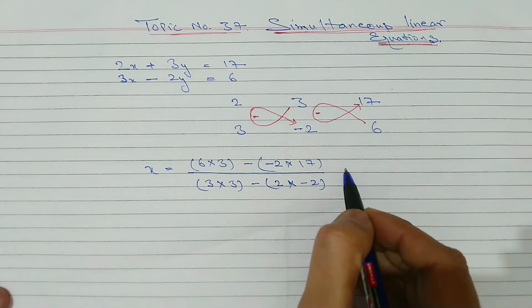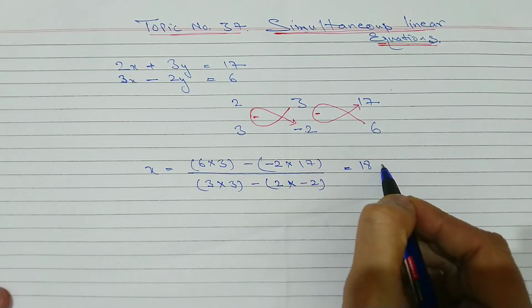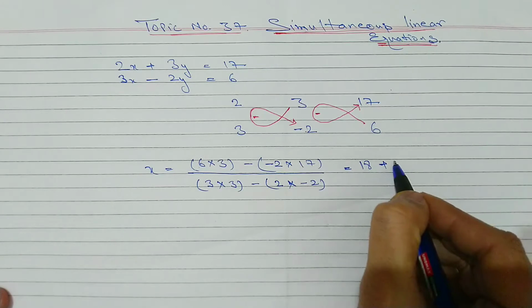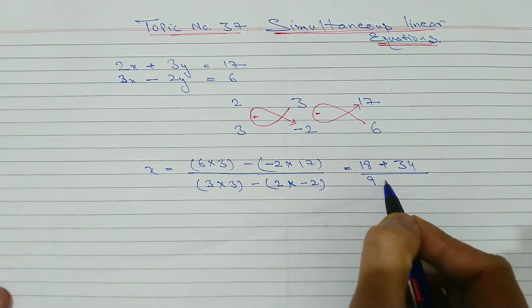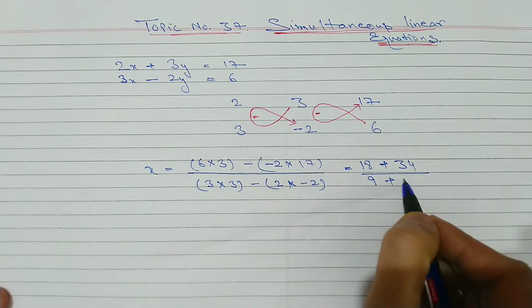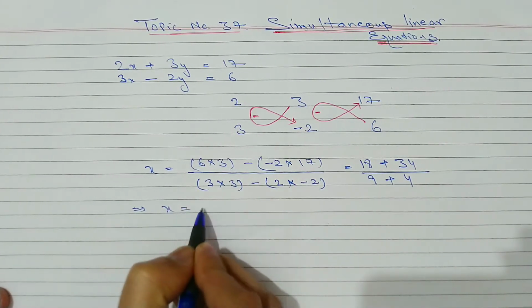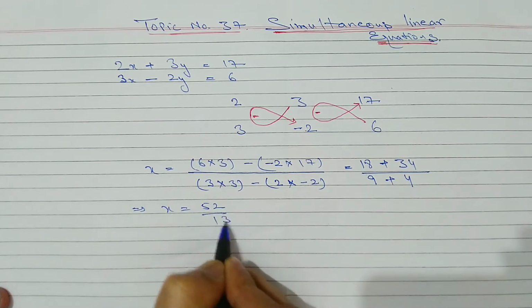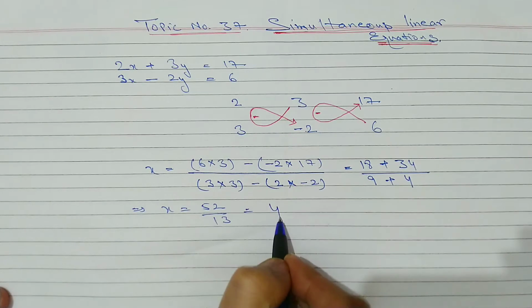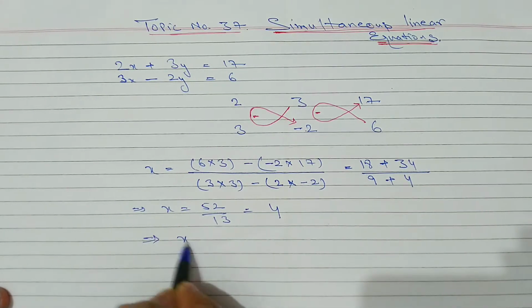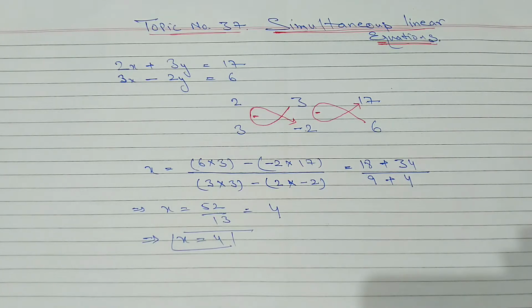By solving this, we get 6 into 3, 18, plus 17 into 2, 34, over 3 into 3, 9, plus 2 into 2, 4, which implies x equals to 52 by 13, which is equals to 4. Therefore, by shortcut method, x equals to 4.